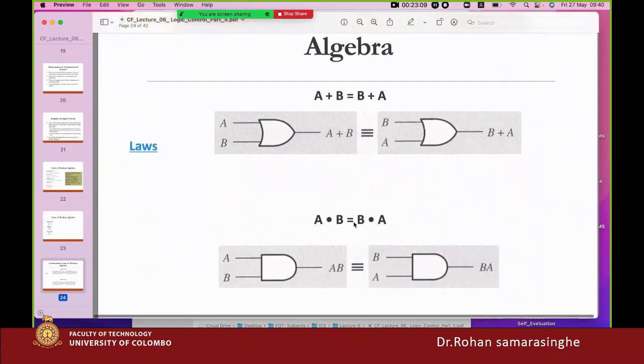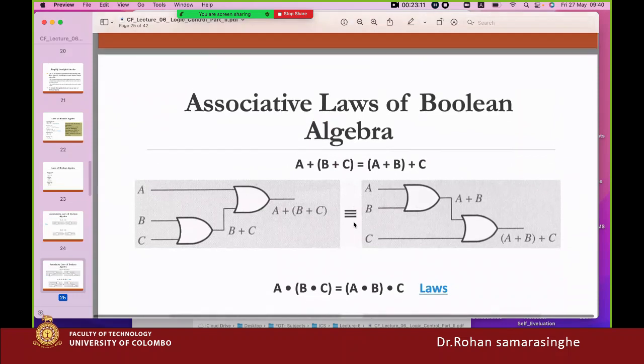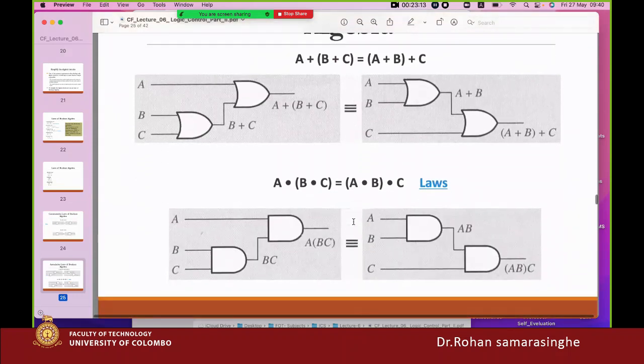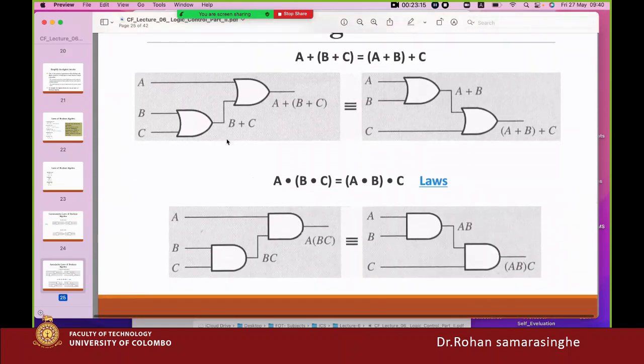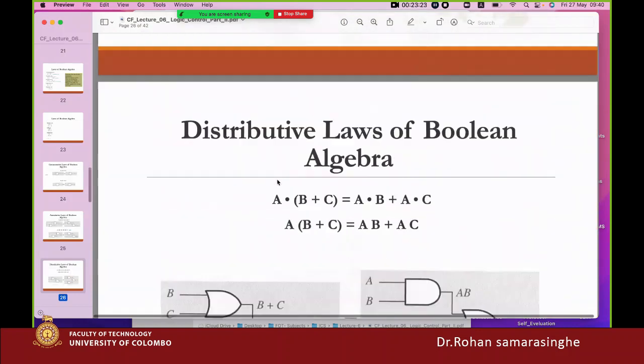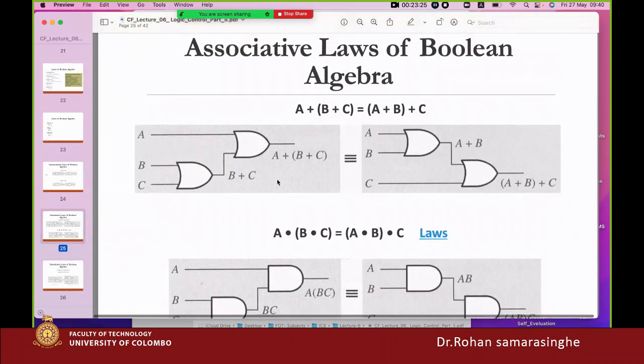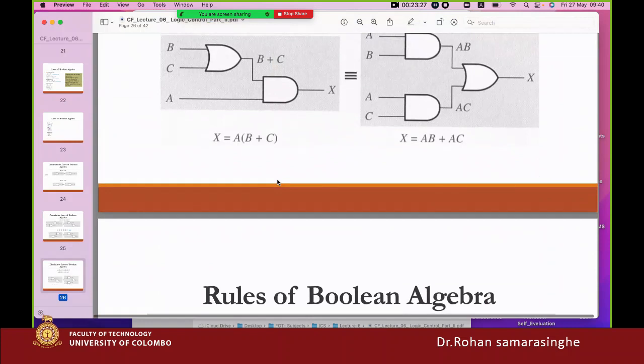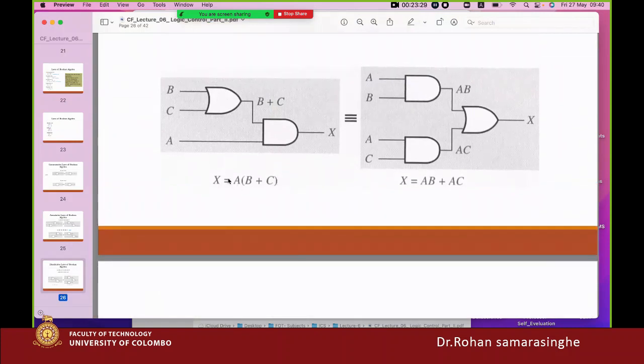So these are the laws which I explained. We can prove it here with A, B, C, and A plus B plus C. Likewise, you can get it using the gates. I explained this. The output is AB. This output is also AC. We can get the summation X, that is AB plus AC.